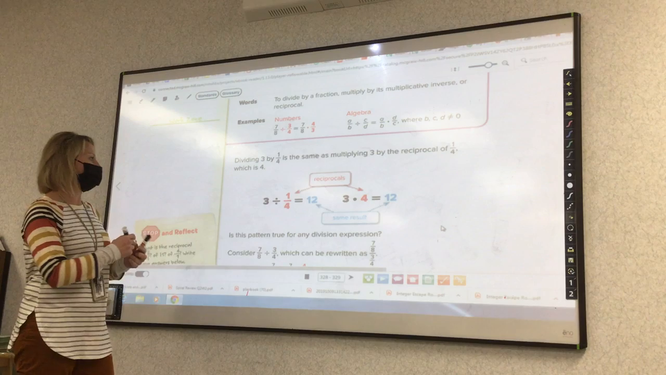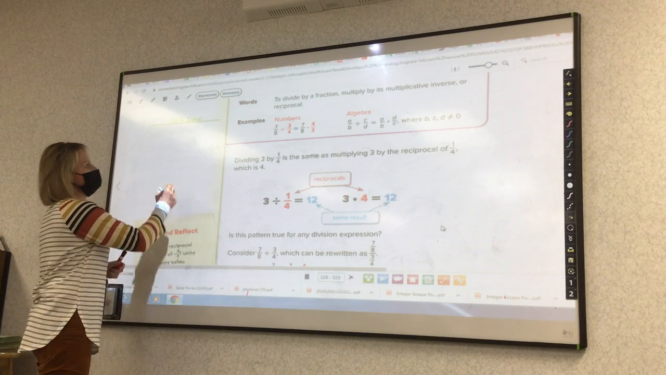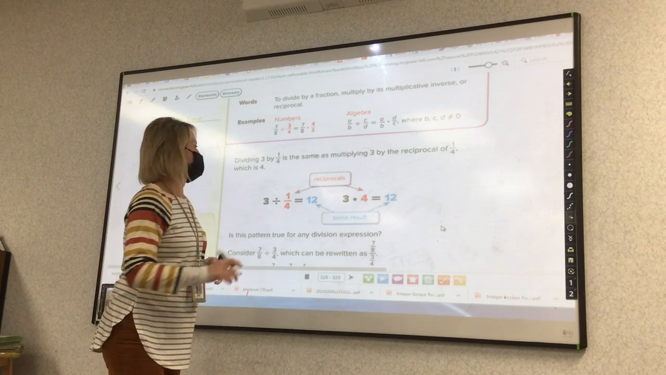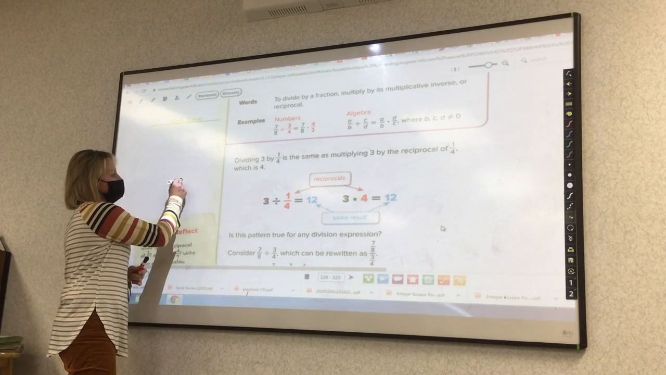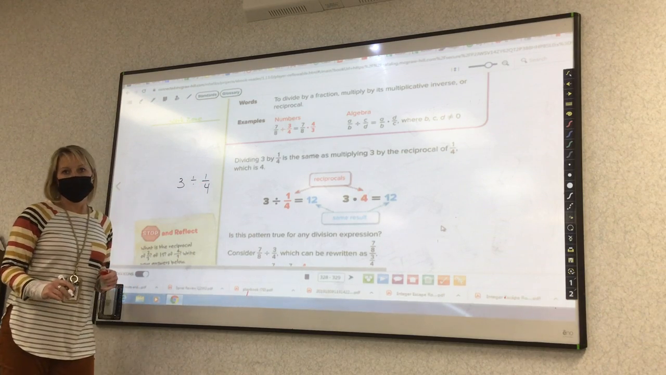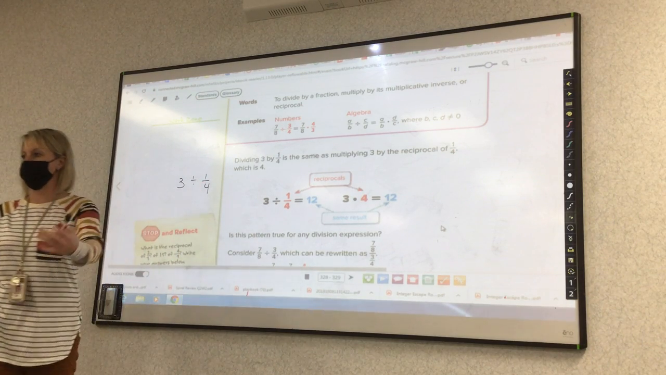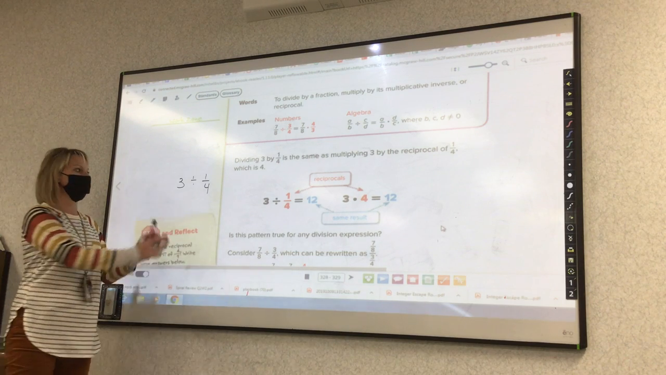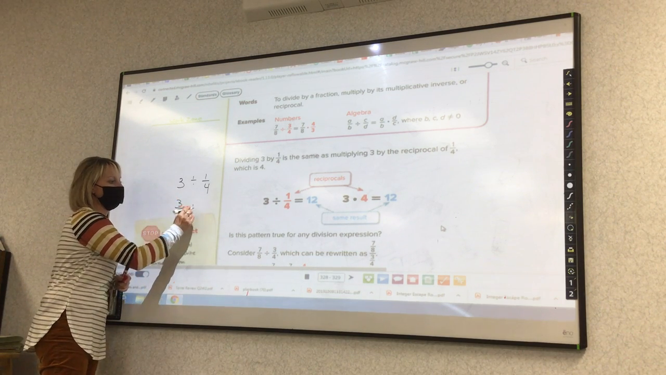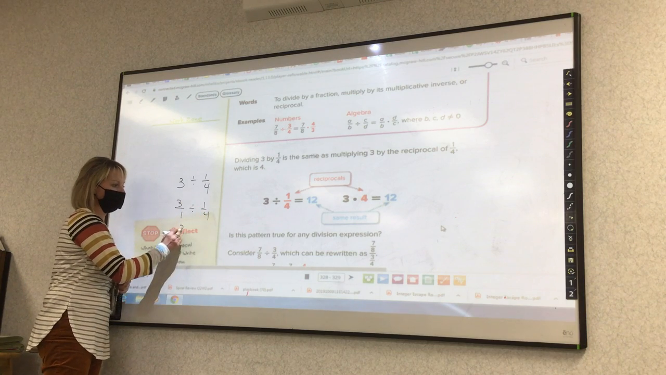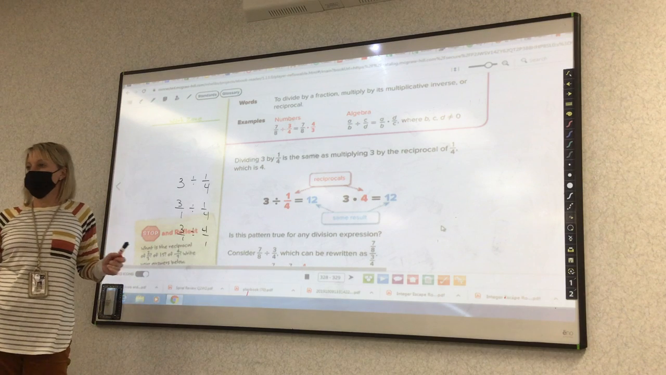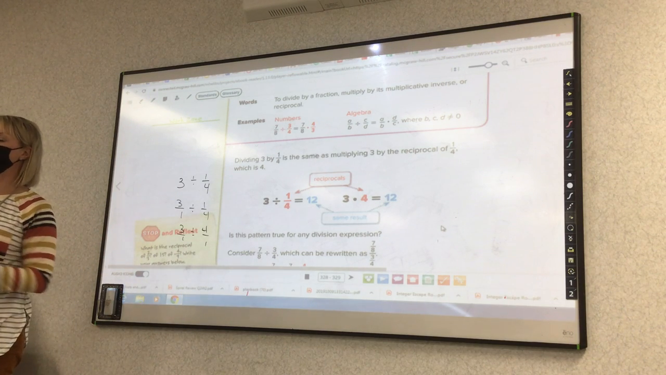If I would just throw up these fractions, if I would just say 3 divided by 1/4, you guys could spit out at me, how do you divide your fractions? We put it over one, right? First. So we keep, change, flip. So you guys know what we're doing. Okay, we're just going to add just a little bit of a step on top of that.